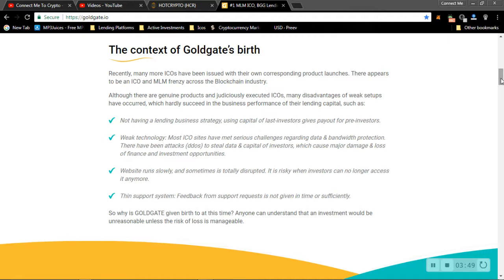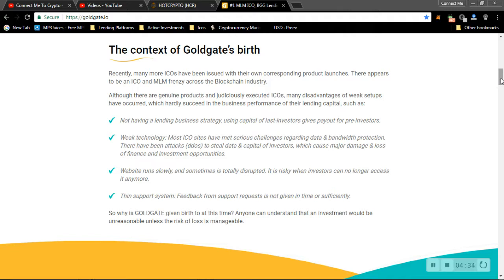such as not having a lending business strategy. Using capital of the last investor gives payouts for the previous investors. Weak technology: most ICO sites have met serious challenges regarding data and bandwidth protection. There have been DDoS attacks to steal data and capital of investors, which cause major damage and loss of finance and investment opportunities. The website runs slowly. Yes, they do. And sometimes it's totally disrupted. It is risky when investors can no longer access it anymore. Thin support system: feedback from support requests is not given in time or sufficiently.